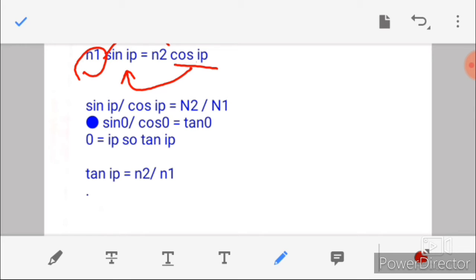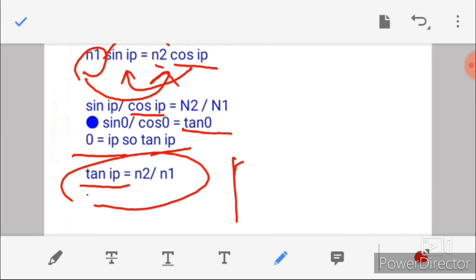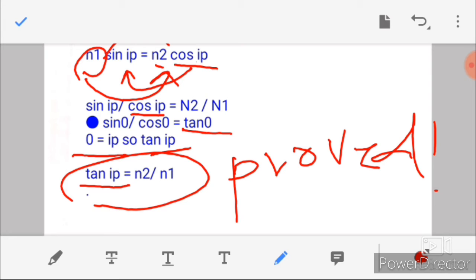So sin IP divided by cos IP is equal to n2 divided by n1. Sin theta divided by cos theta is equal to tangent theta, and the theta value is IP, so it will become tangent IP. Tangent IP is equal to n2 divided by n1. So we proved. This was question number 4. Now moving towards question number 5.